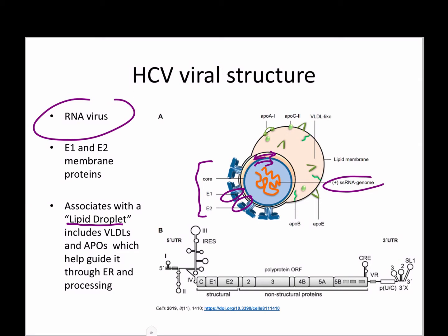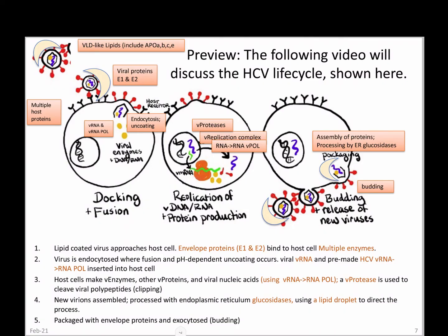It also uses that internally during replication as that lipid droplet helps guide it through the endoplasmic reticulum and through all of its processing. And this is just an indication of the single-stranded RNA, and you don't need to know those specific proteins or coding. So you're going to have a video on the next slide, but like always, we're going to preview it so that you know what you're looking for.